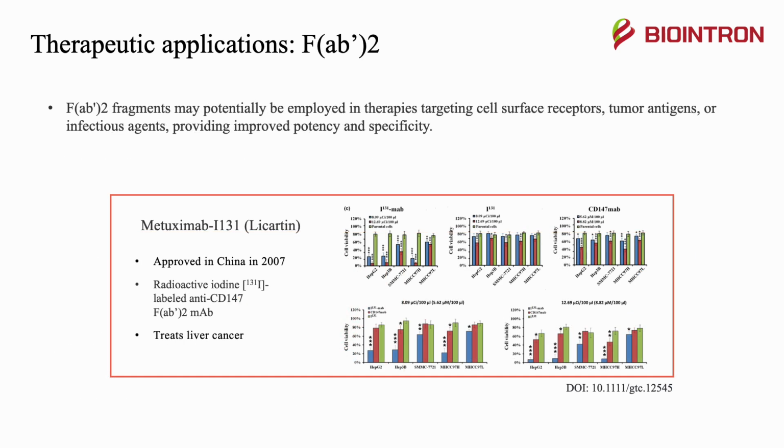Fab2 fragments may potentially be employed in therapies targeting cell surface receptors, tumor antigens, or infectious agents, providing improved potency and specificity. The only approved example we have is metuximab I-131, which was approved in China in 2007. It is a radioactive iodine-labeled anti-CD147 Fab2 monoclonal antibody to treat liver cancer.